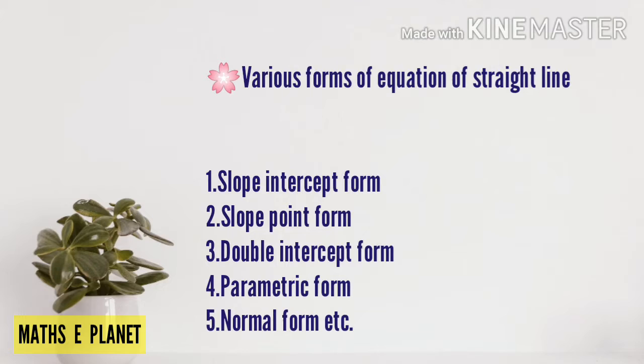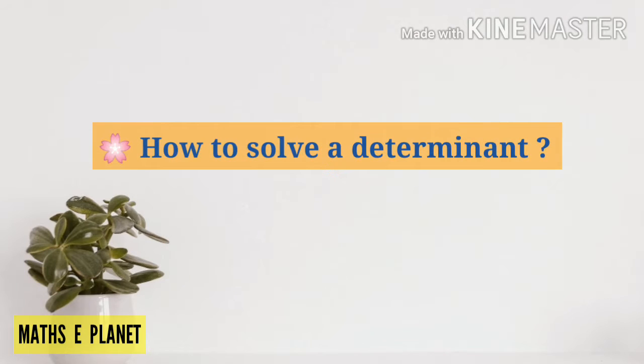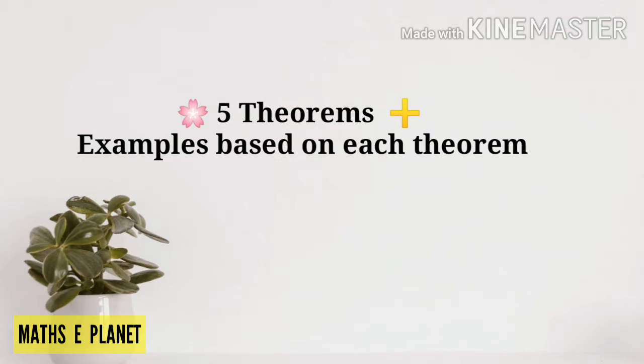In the 11th standard you have learned various forms of linear equations or equations of a line, like slope point form, double intercept form, normal form, parametric form, then slope intercept form. If you know all these forms then it will be better to understand this topic. Then you have to know how to solve a determinant, and solving a determinant in this chapter is a very interesting part. In this chapter there are 5 theorems and examples based on that.